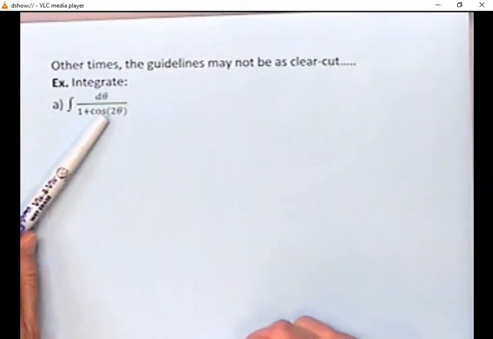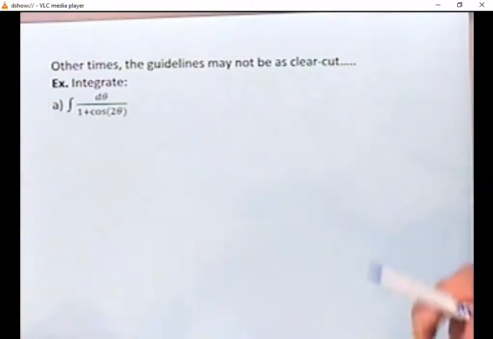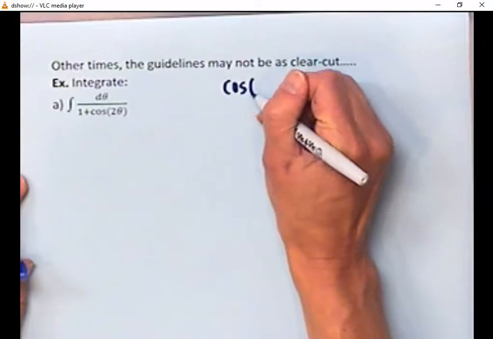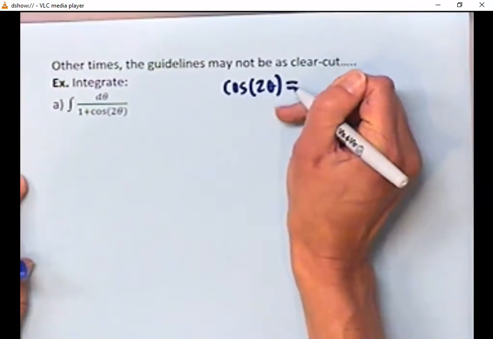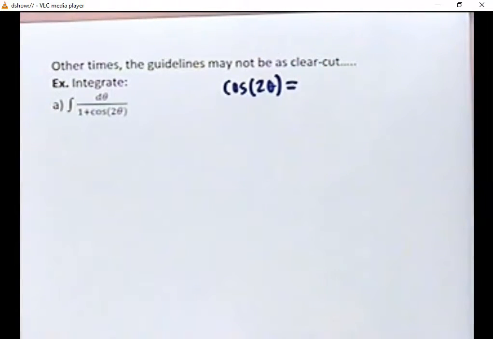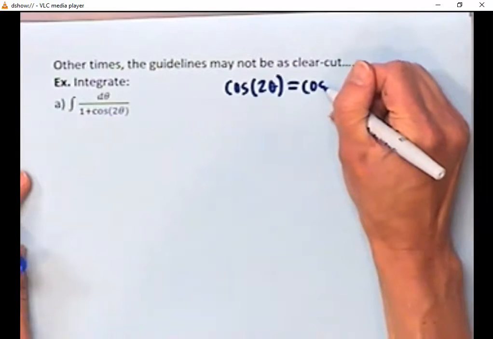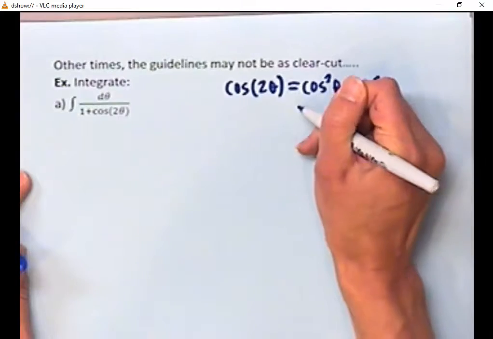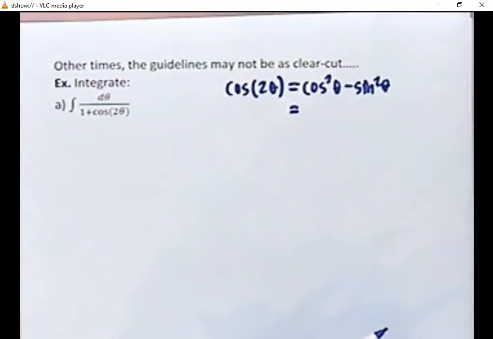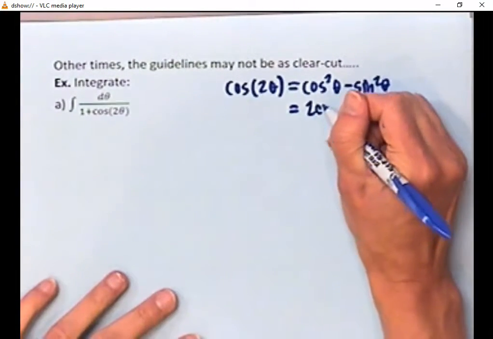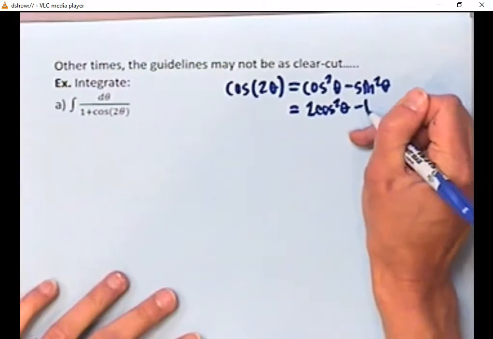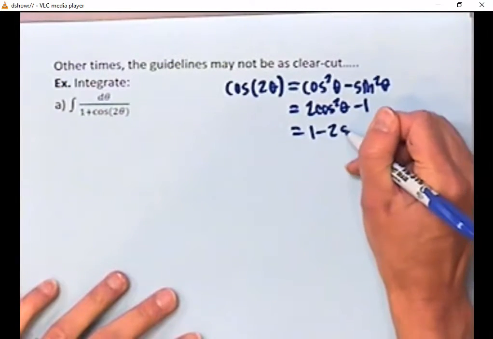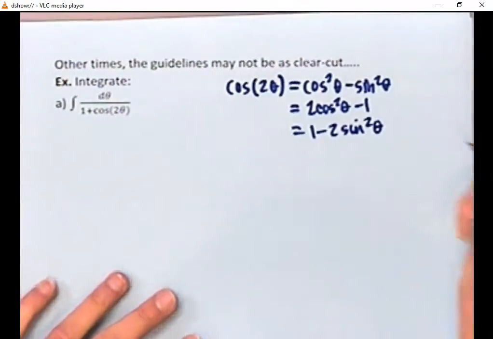Some identity, right? What do we know about cosine of 2 theta? What is it equal to? This is the one that has lots of options, right? Cosine squared minus sine squared. That's one option. What else? 2 cosine squared theta minus 1, right? Or 1 minus 2 sine squared. Okay, so I have some options here.